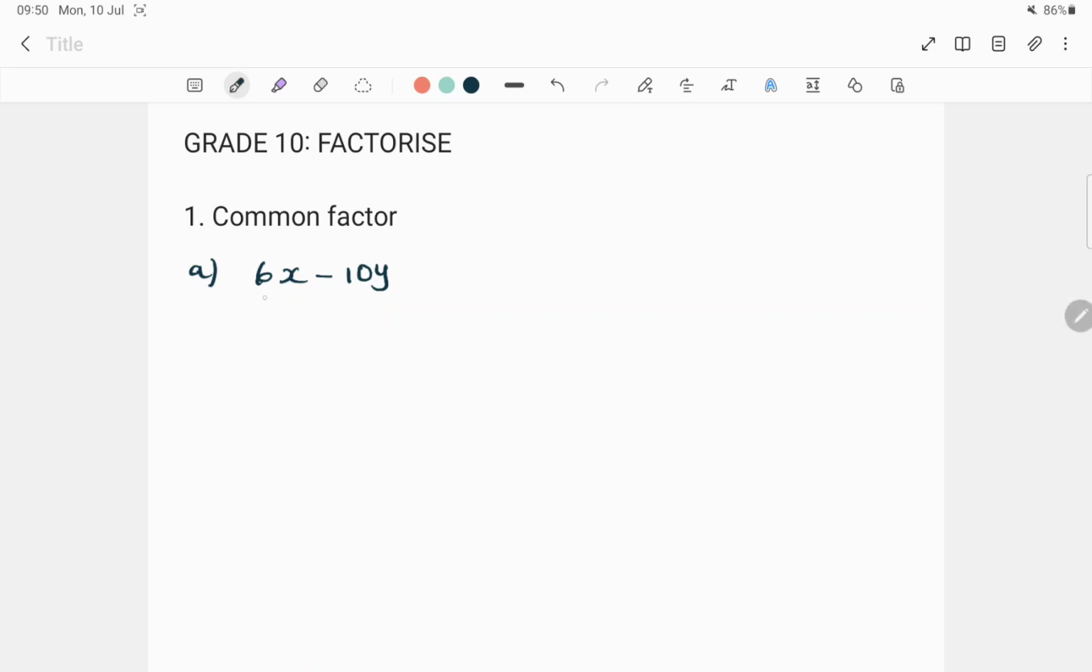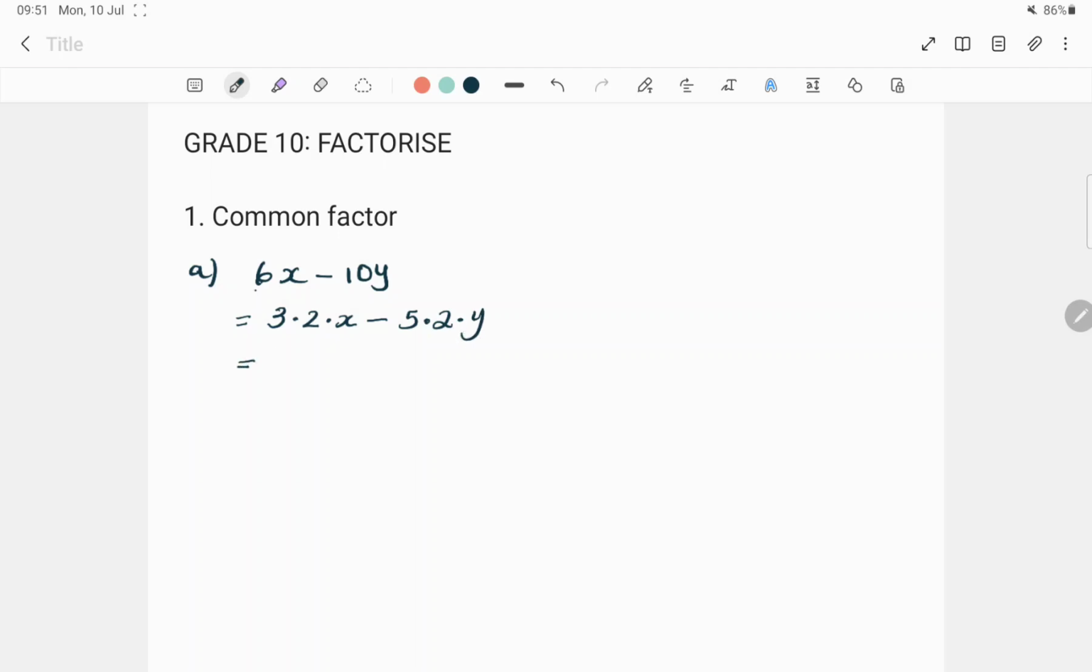So you are given the first one, which is 6x minus 10y. What you have to do is to break the numbers and the variables. Break 6 such that it becomes 3 multiplied by 2, and then you write multiplied by x. 3 times 2 times x is 6x. Minus also 10, you can break it down to become 5 multiplied by 2 multiplied by y. That is how you break it down.